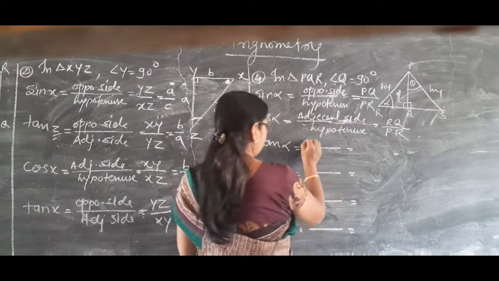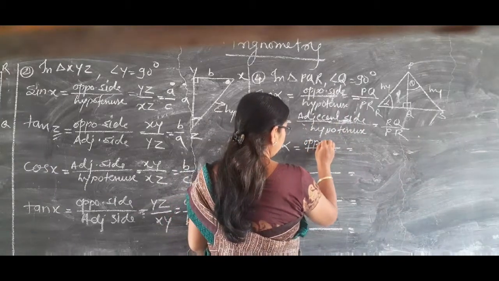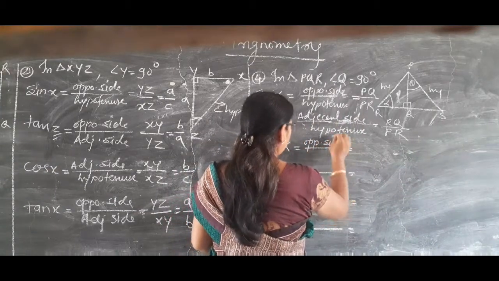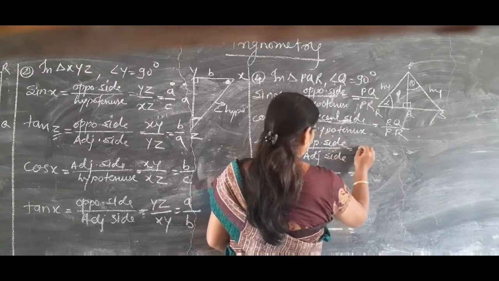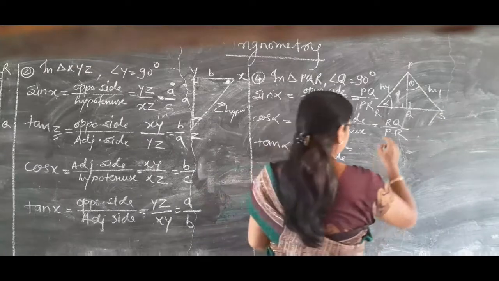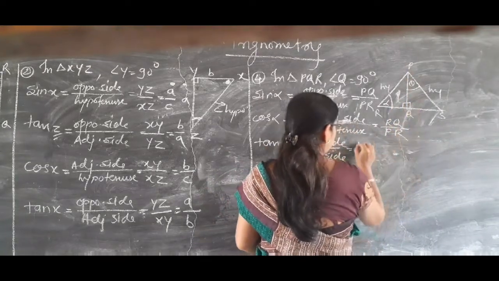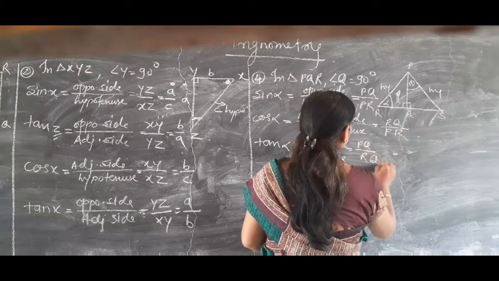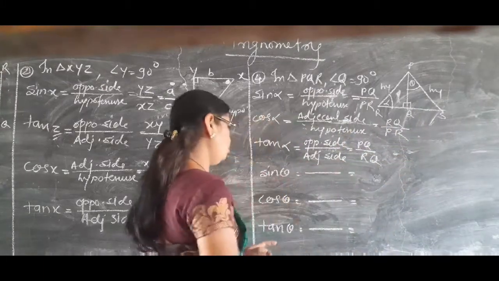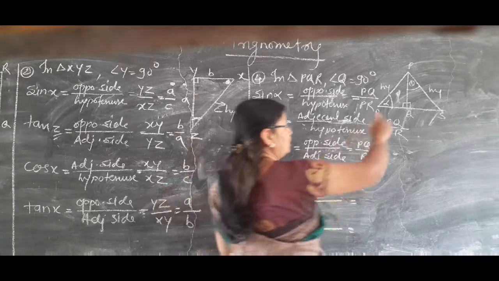Now tan means what? Opposite side upon adjacent side. So which is the opposite side? PQ. And which is the adjacent? RQ. Now next you have to find out the ratios of angle theta.